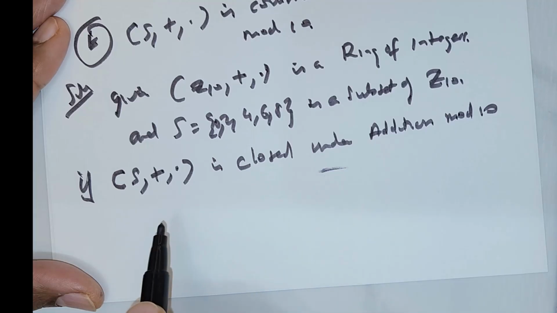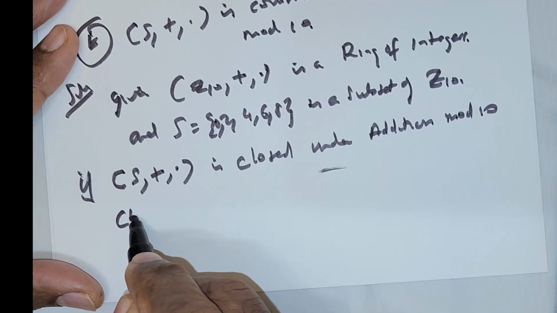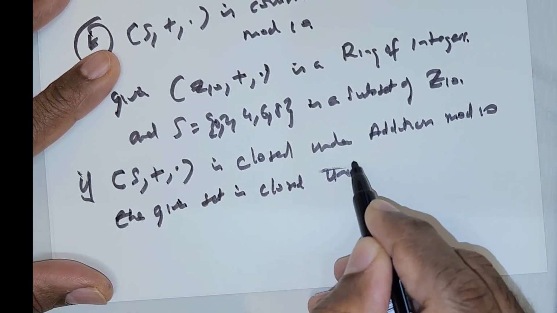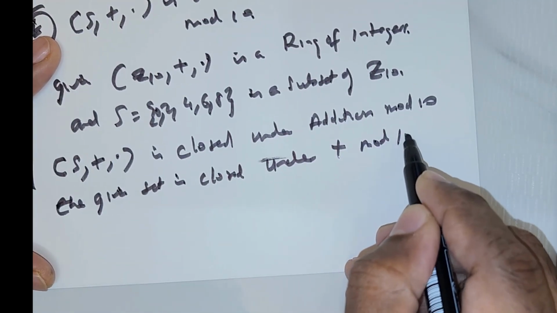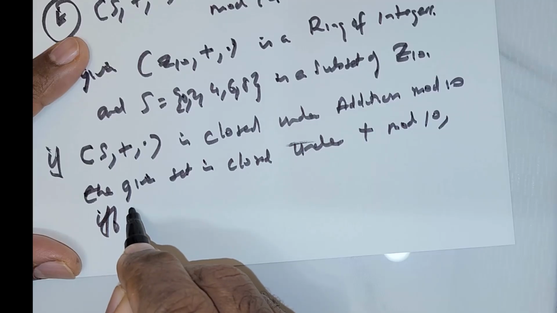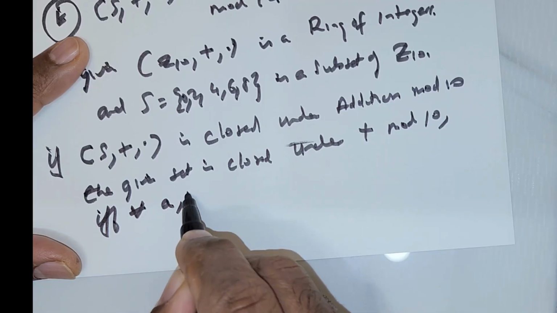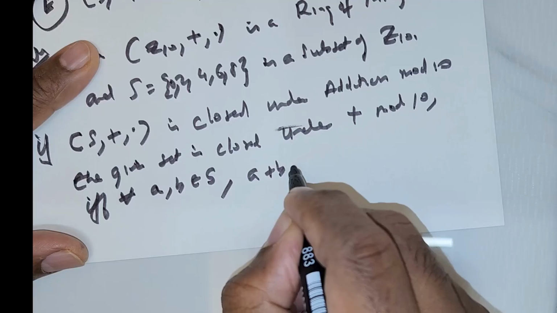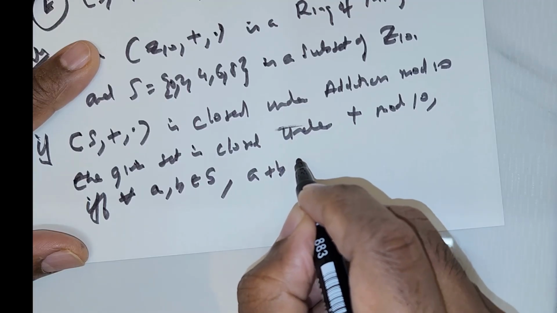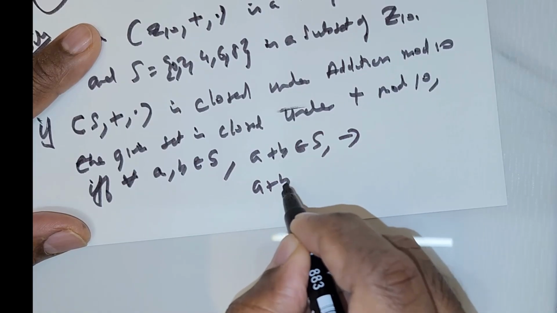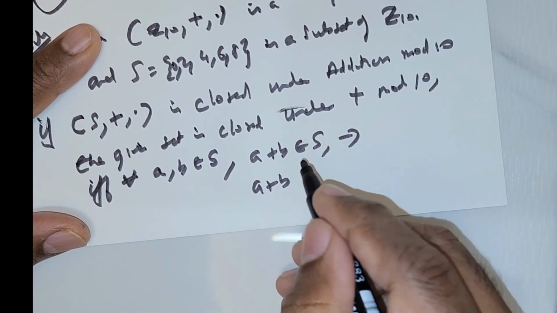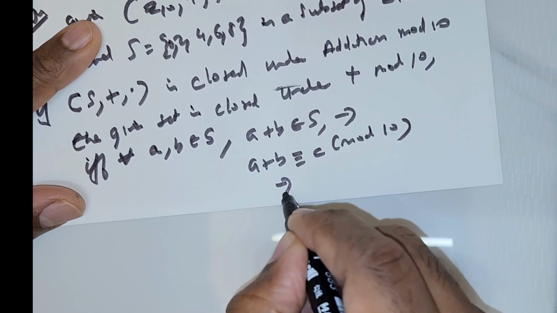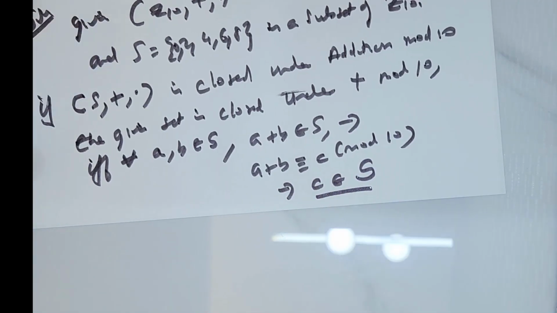So what is the exact definition? The given set is closed under addition mod 10 if and only if for every a, b element of S, a plus b is also an element of S, such that a plus b gives us a c mod 10 such that this c is an element of S. So that is the basic definition.